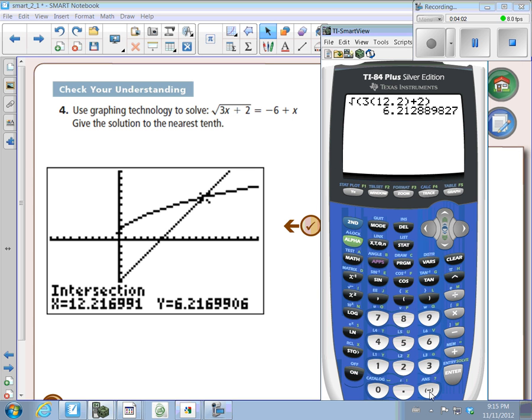And on the right-hand side, we get negative 6 plus that same 12.2. And we get 6.2. Notice, because I rounded off the decimal to 12.2, that these numbers, 6.21 and 6.2, are a little bit off. But for this value, 12.2 definitely works. Sorry about the bad throat. Good luck.